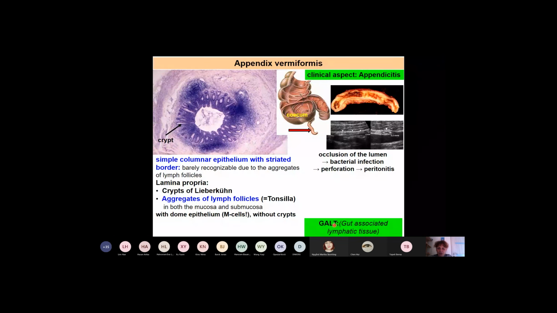And GALT, if you hear this word, is the abbreviation of gut-associated lymphatic tissue, and we understand all the lymphocytes which can be found in the intestines. So not only these aggregations of lymphatic follicles, but also all the solitary lymph follicles or lymphocytes which appear in the gut wall.